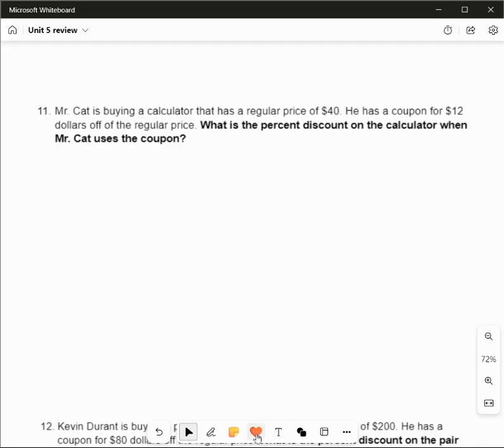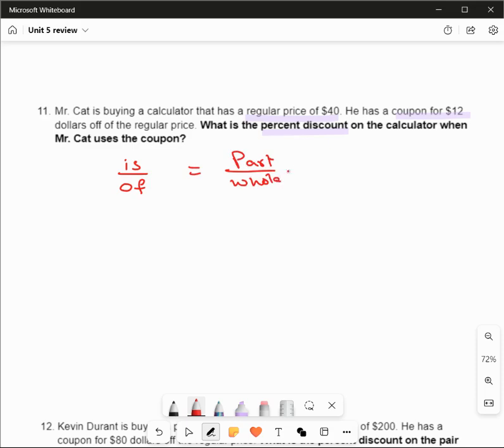Okay, for these questions, look at the question carefully. The regular price is given to you, and then the coupon is given to you. What they're asking is the percent discount on the calculators, so what percent discount do we get on this one. Now let's write down the formula that we learned before. The formula for this one is is over of, which is the same as part over whole, which is percent over 100.